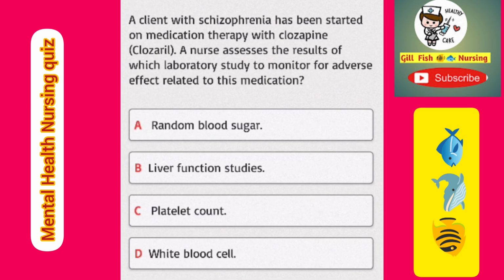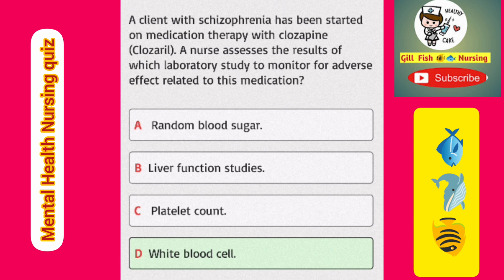A client with schizophrenia has been started on medication therapy with clozapine, that is Clozaril. The nurse assesses the result of which laboratory study to monitor for adverse effects related to this medication. So the drug is Clozaril, that is clozapine, they are taking for schizophrenia. Okay. A, random blood sugar, B, liver function studies, C, platelet count, and D, white blood cells. So what will be the correct answer? Have you guessed? Okay, can you guess that?